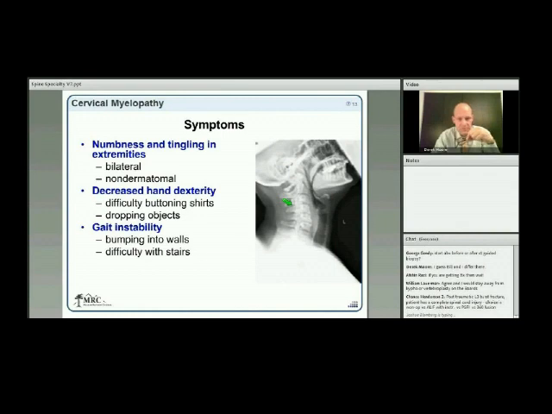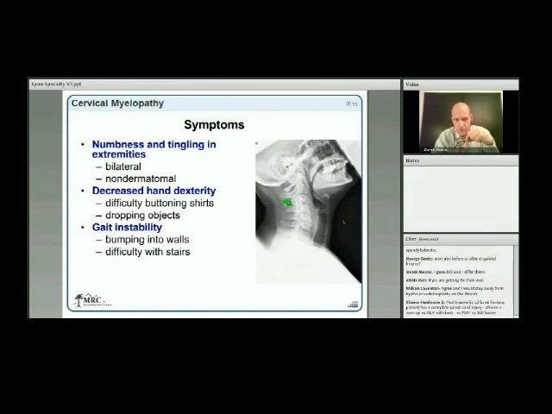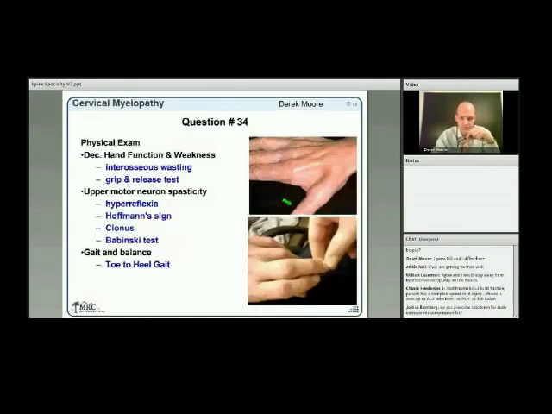So the typical symptoms of cervical myelopathy include numbness and tingling in the extremities. Keywords you want to be looking for in the question stem include bilateral or non-dermatomal. Other symptoms include decreased hand dexterity. Keywords you want to be looking for in the question stem include difficulty buttoning shirts or dropping objects. And finally, these patients usually have some component of gait instability, and the way this might be described in the question stem is that they are frequently bumping into walls or have difficulty walking up and down stairs.